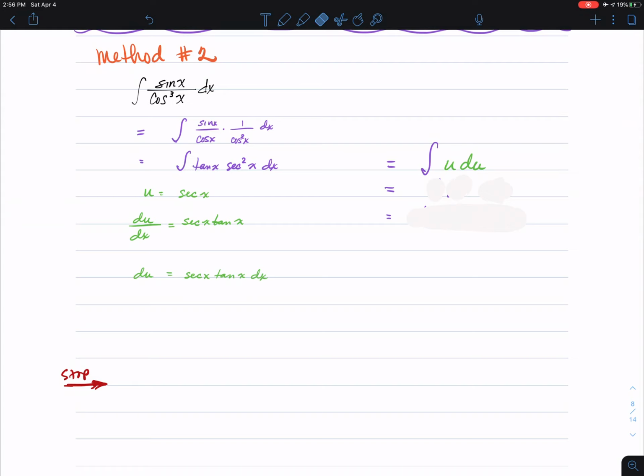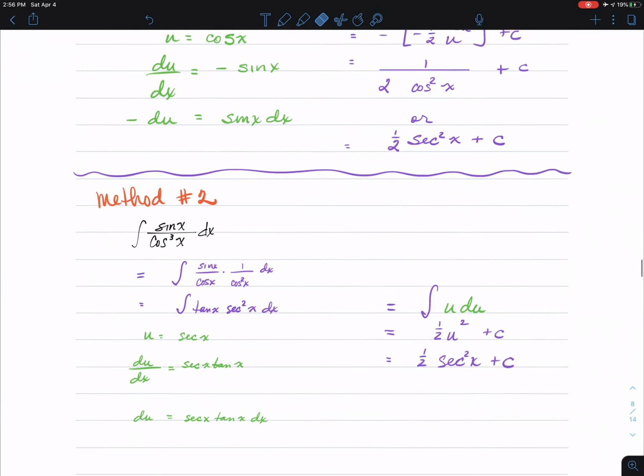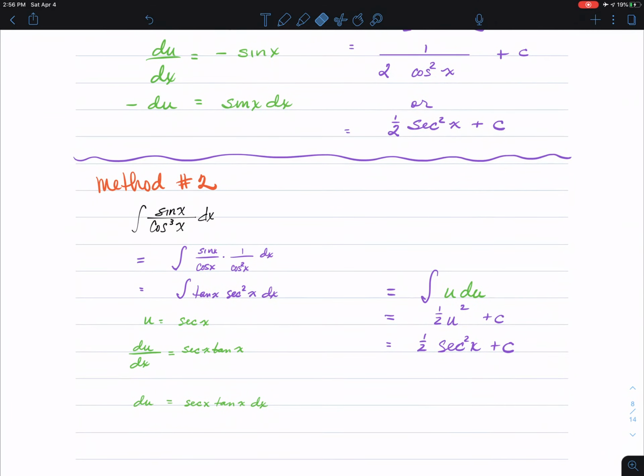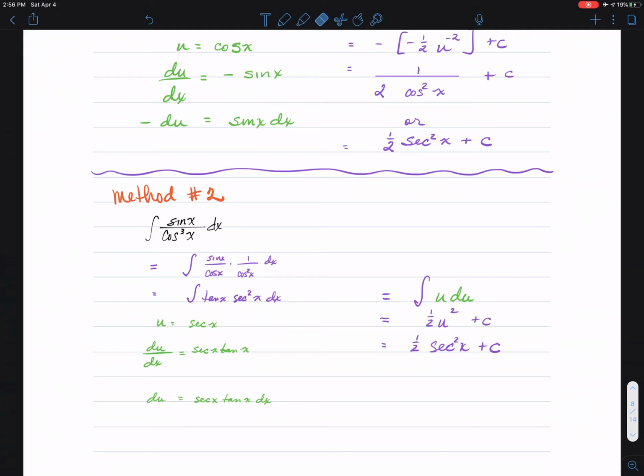All right, so when we integrate then, we're going to get our 1/2 u to the second power plus our constant. Plug back in, and we get 1/2 secant squared x plus our constant. It's the exact same answer as we got before. It was just two totally different ways of going about it.